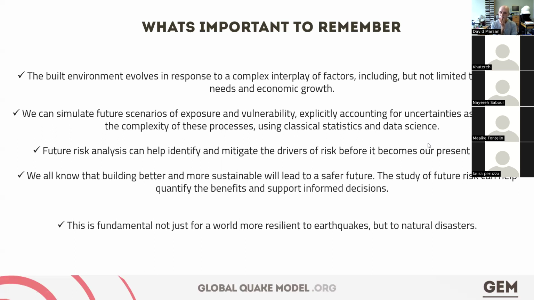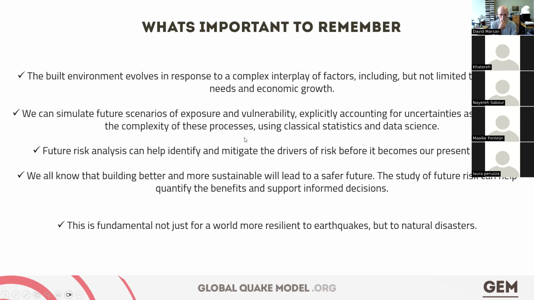Urbanization, the average people per house: in the Dominican Republic, buildings house 4 or 5 people, whereas in Albania and Serbia, it's much less than that. So all of these factors come into account when we are trying to estimate the future number of buildings, houses that we are going to have in the future. We can also simulate scenarios of exposure and vulnerability, explicitly accounting for uncertainties associated with these processes.